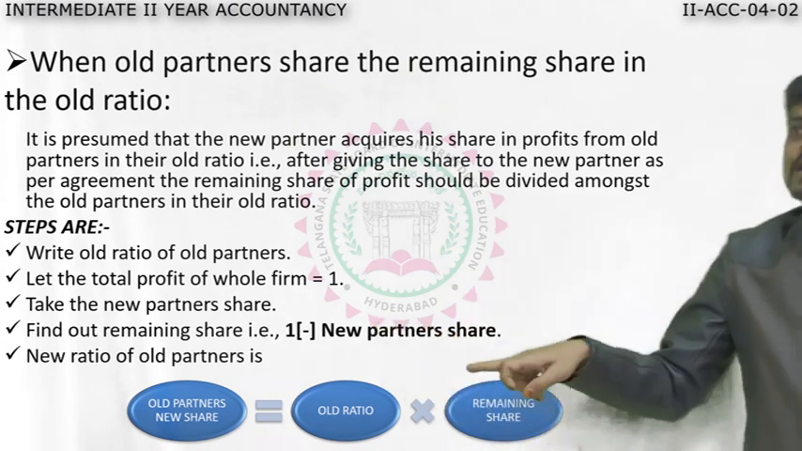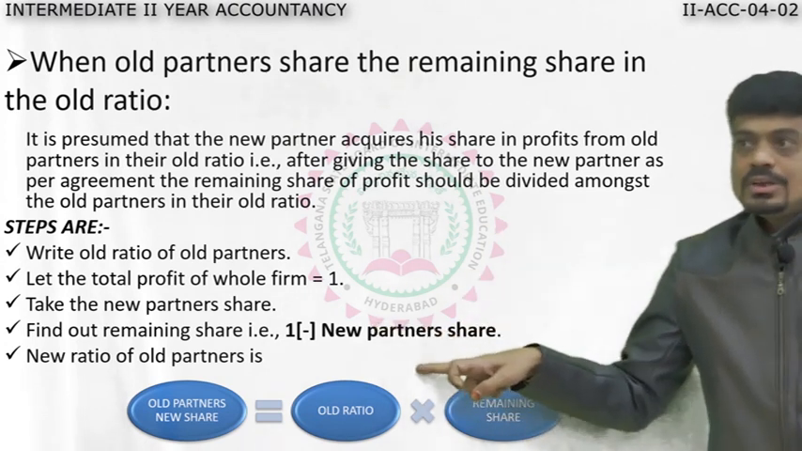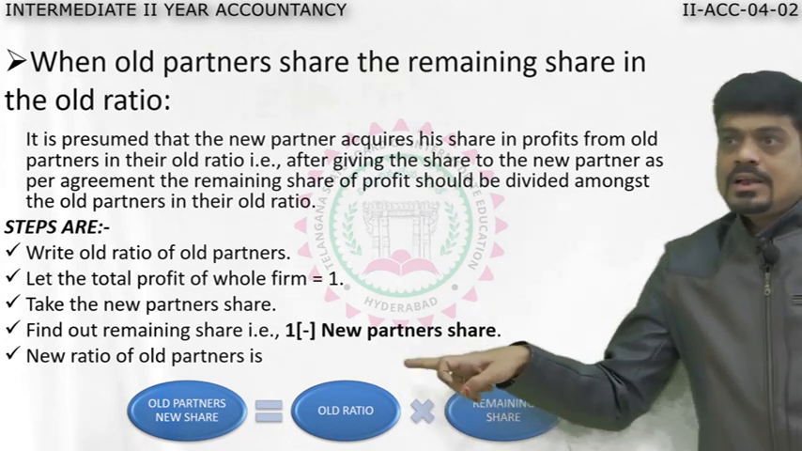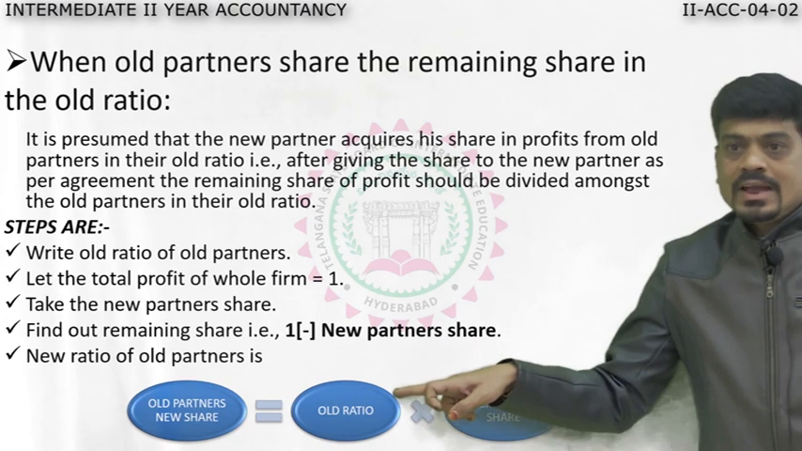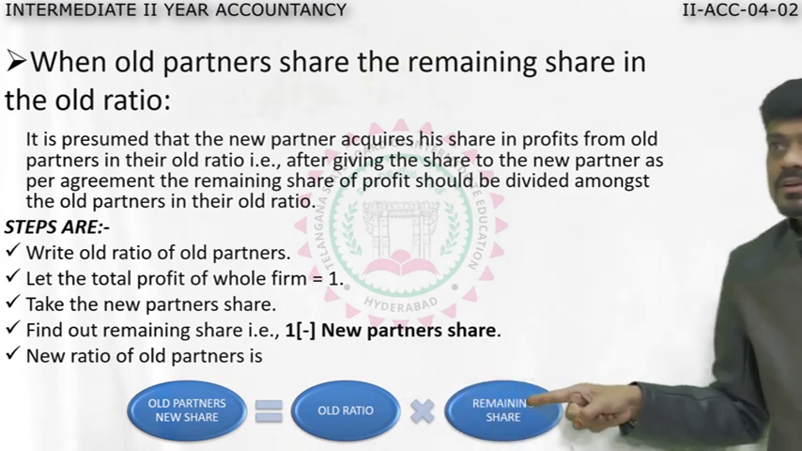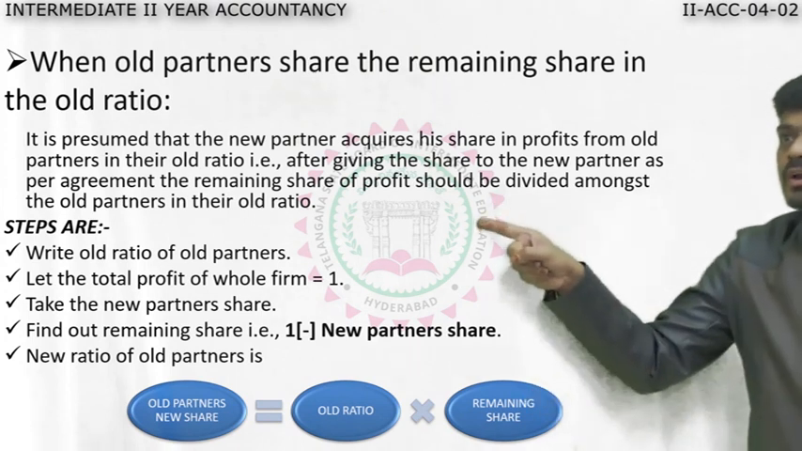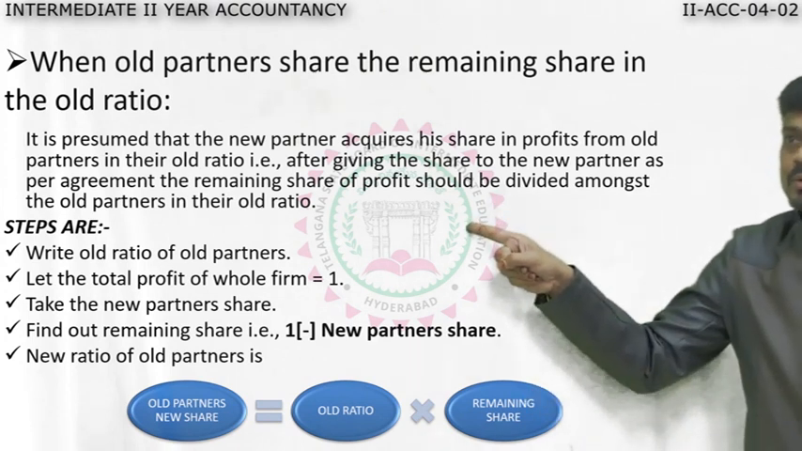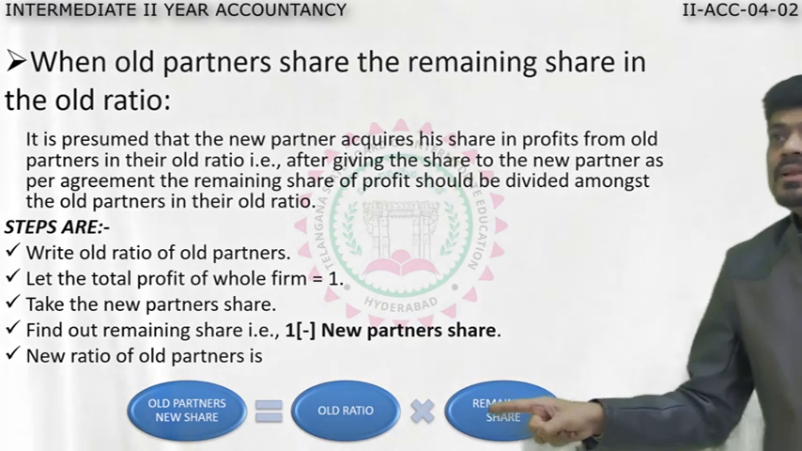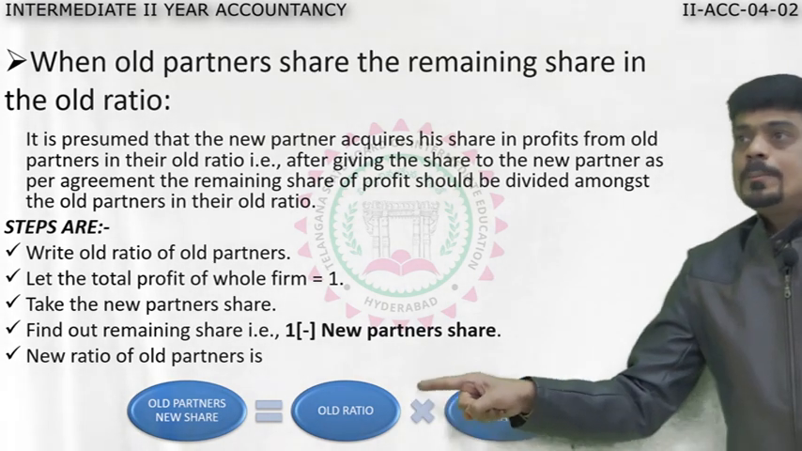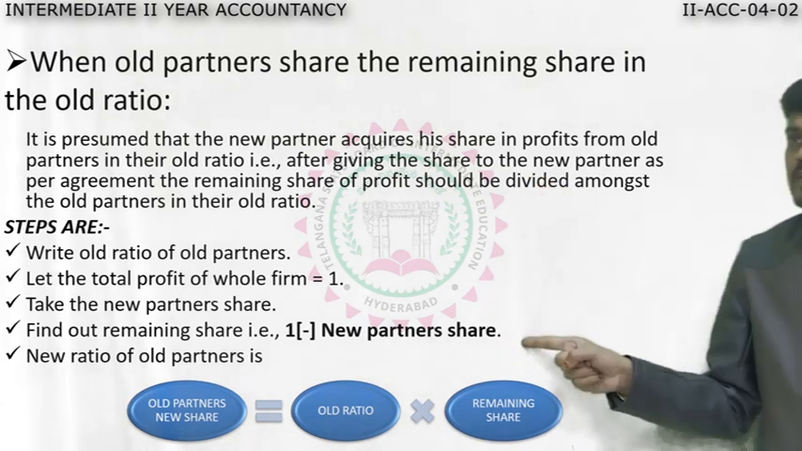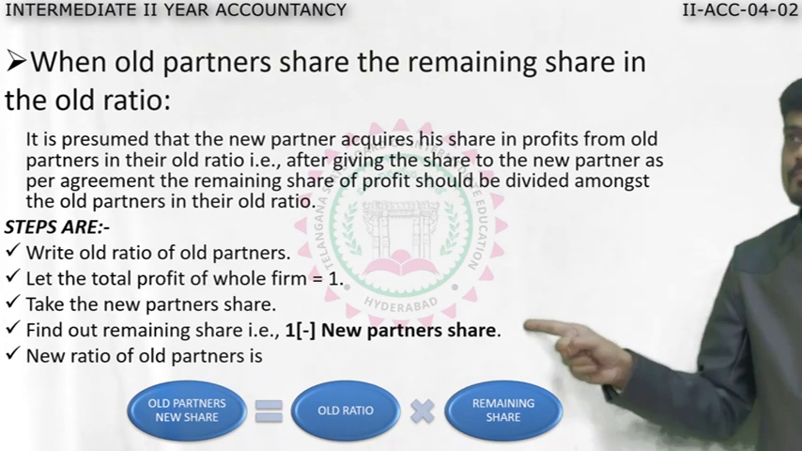Then we'll calculate new ratio. How are we going to calculate new ratio? The formula is: old partner's new share we want. How to calculate then? Old ratio into remaining share. Old ratio, where we wrote old ratio of old partners? Step 1 we wrote. That into remaining share, if we do, we get the new ratio of old partners. So, these are the steps. Now, based on this, I am going to show you the example.